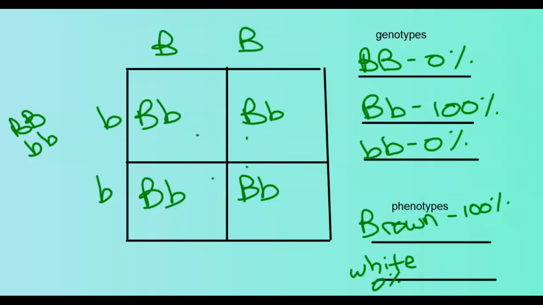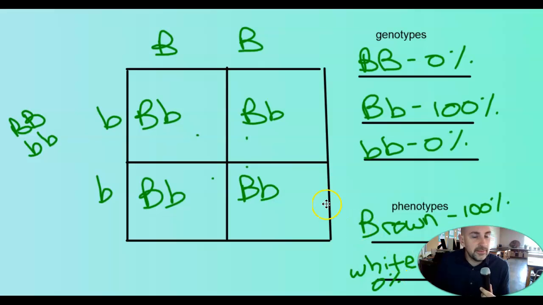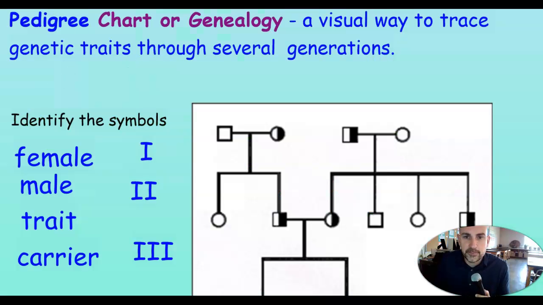Figuring out the parent's genotype and then moving on from there, you can make some really good predictions about the future. But genetics is more than just predicting the future. You could also project into the past, and that's what we're going to look at next. A pedigree chart or genealogy is a chart that visualizes or traces the genetic traits back through several generations.